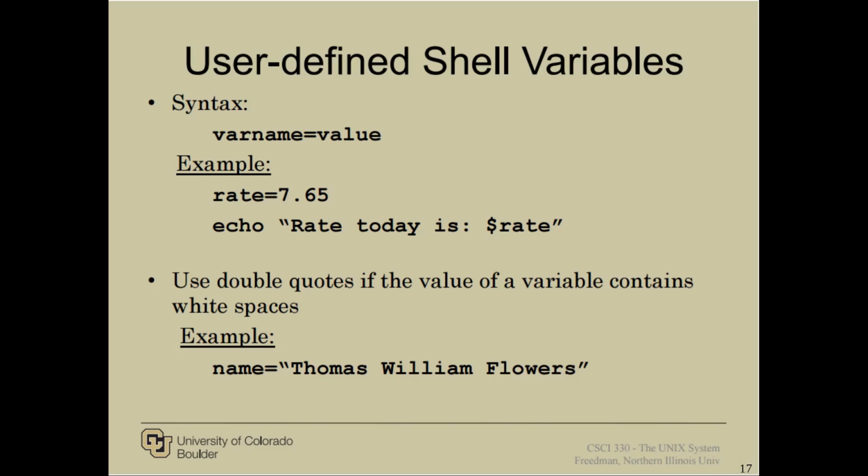Looking at the shell syntax, we can see that it resembles Python in some ways. There are no data types that need to be declared on variables. So you can see we've got an example here where rate equals 7.65, and then you say var name equals value, so you can set that to any value. You can set it to a string. We got that down there at the bottom, so name equals Thomas William Flowers. It's very similar to Python in that respect, that you don't actually have to put data types on these.